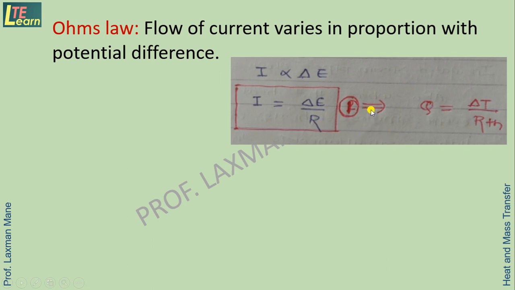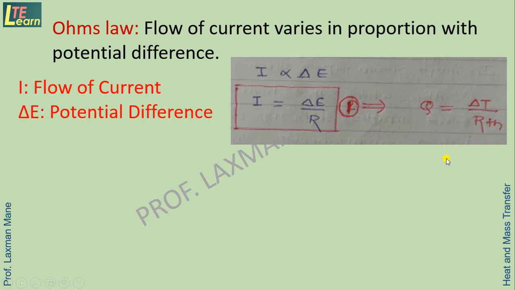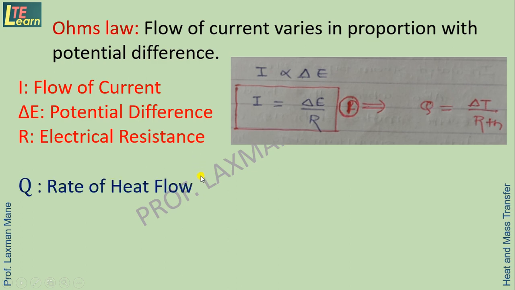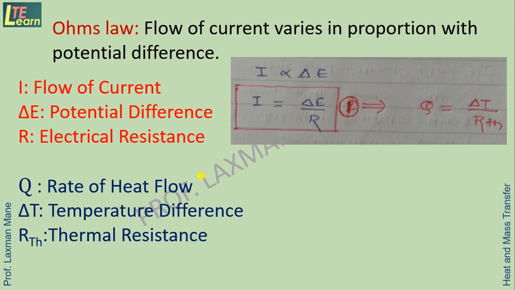This equation is analogous with a thermal system, where we have Q, meaning heat transfer, equal to temperature difference divided by thermal resistance. For the electrical circuit or system, these are the parameters: I is the flow of current, delta E is potential difference and R is electrical resistance. For the thermal system, Q is the rate of heat flow, delta T is the temperature difference and RTH is thermal resistance.